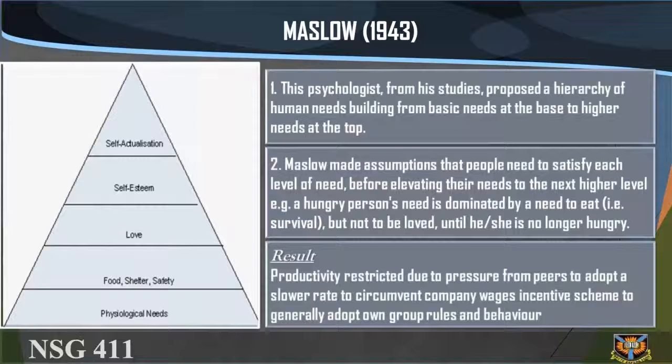2. Maslow made assumptions that people need to satisfy each level of need before elevating their needs to the next higher level. E.g., a hungry person's need is dominated by a need to eat, that is, survival, but not to be loved until he or she is no longer hungry.